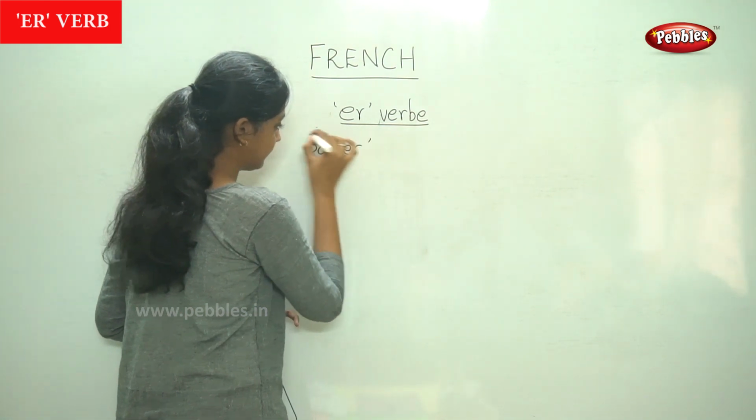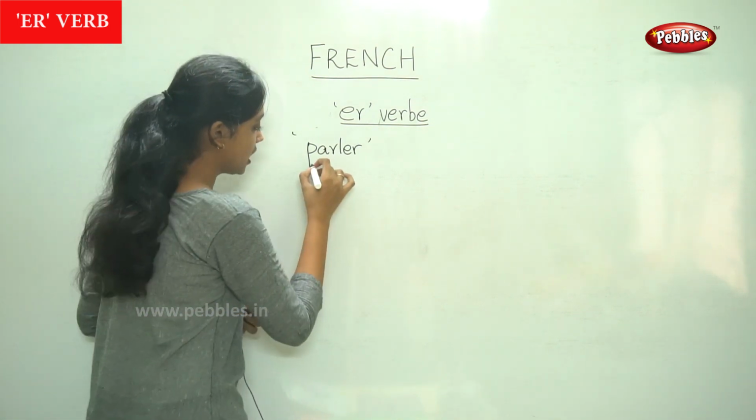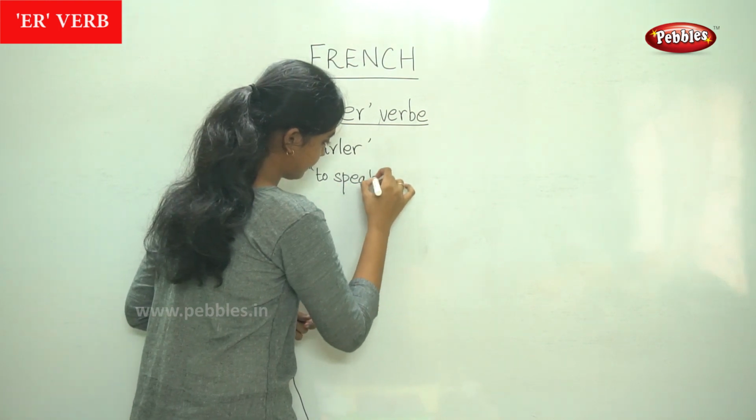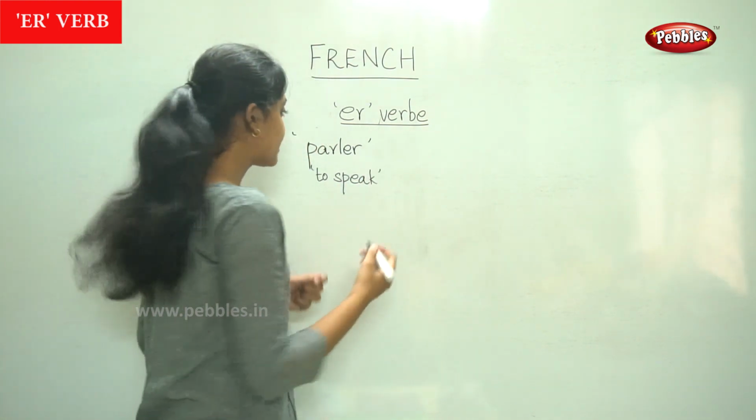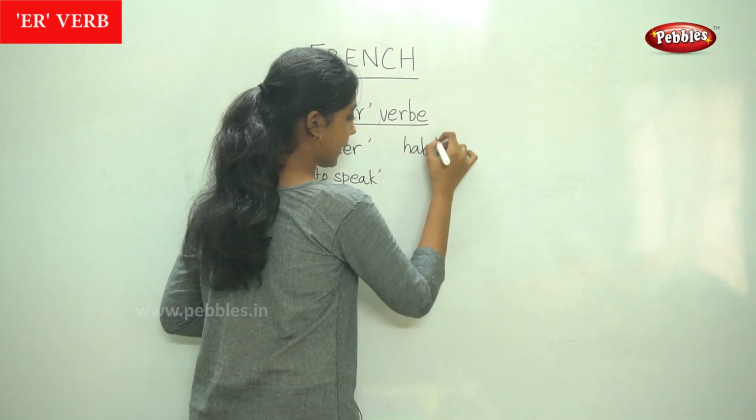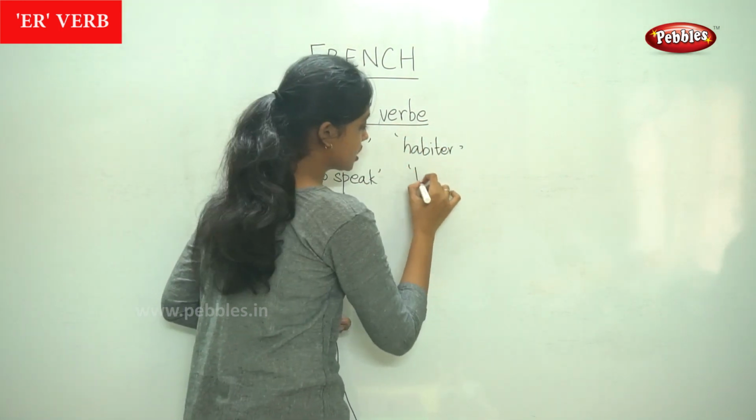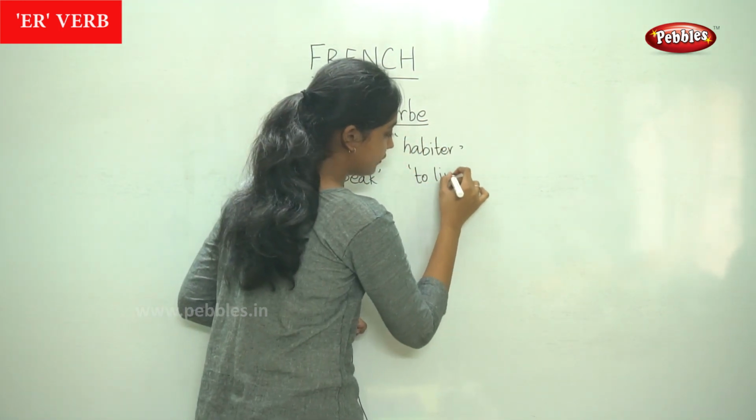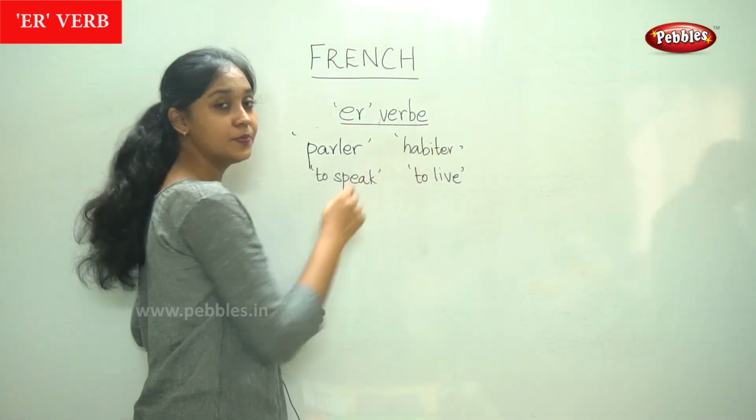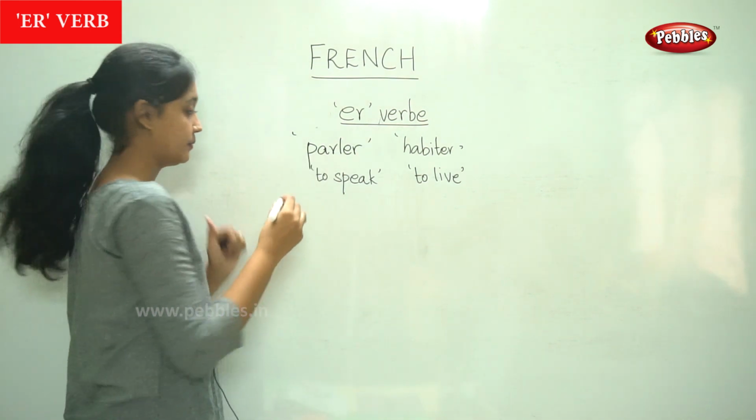parler. And what does parler mean? It means to speak. And the next word is habiter, which means to live. So we are going to conjugate these two ER verbs. So first let us start with parler.